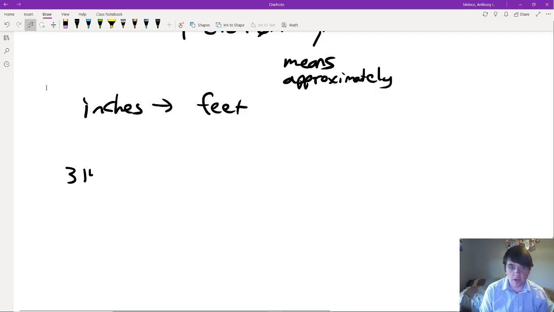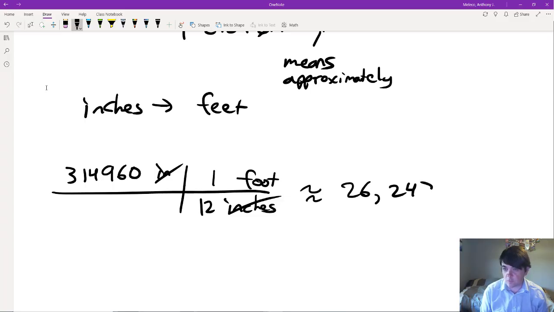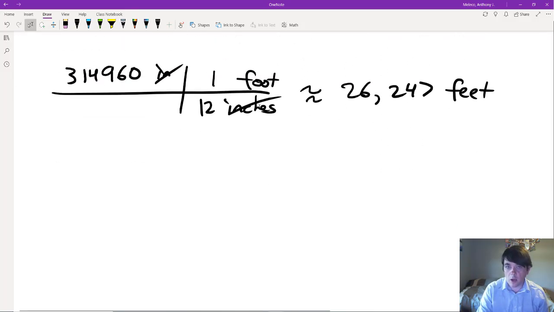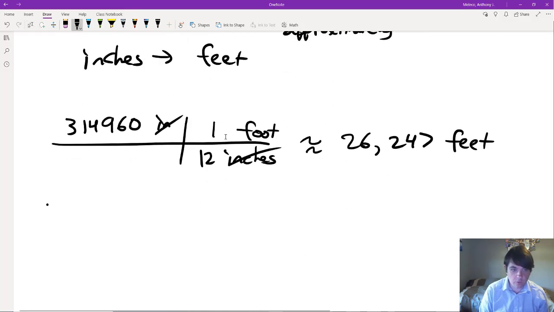So we write our astronomically large number here, which is stupid to deal with. We write inches, and the conversion between inches and feet is 12 inches, there's 1 foot. So inches cancel. We're dividing. This is approximately 26,247 feet. You can do this also in one calculation.